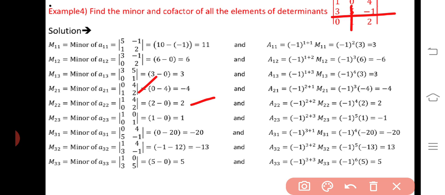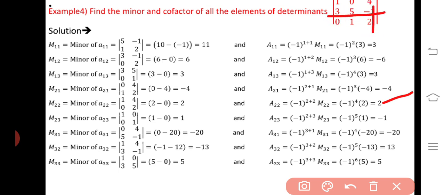The minor of 2, 2 is 2 and the cofactor of A22 is minus 1 to the power 2 plus 2 into the minor of 2, 2. Minus 1 to the power 2 plus 2 is 4 into the minor of 2, 2, which is 2, we will get 2 into 1, 2 here. Then the minor of 2, 3, delete the second row, third column.